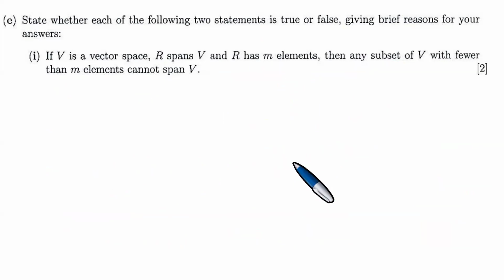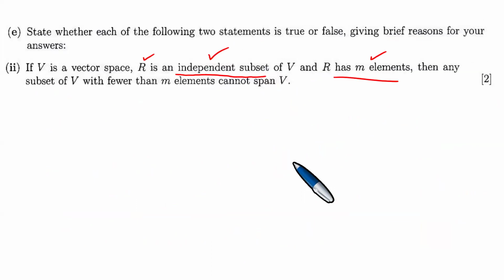Now I'm trying to contrast the two. Here we're saying R is independent, so this one is already linearly independent. Linearly independent means you can't remove things, but you can add. This is very important: with linearly independent sets you can increase the size, but you can't deplete. You can't remove. And there's a theorem that says that.